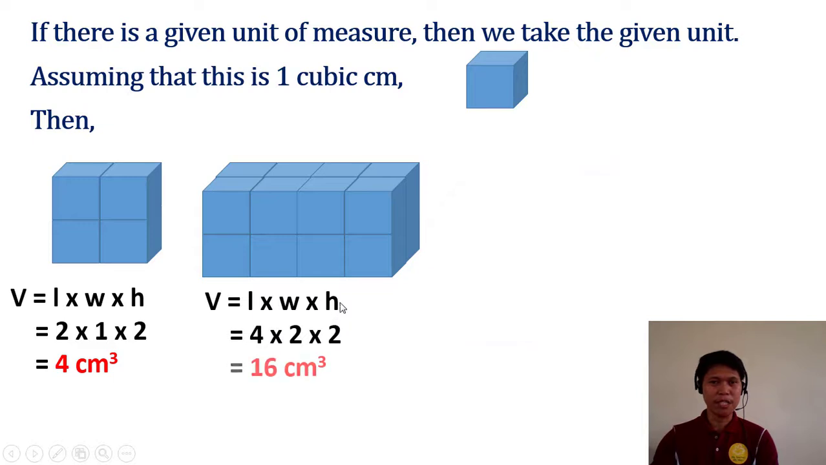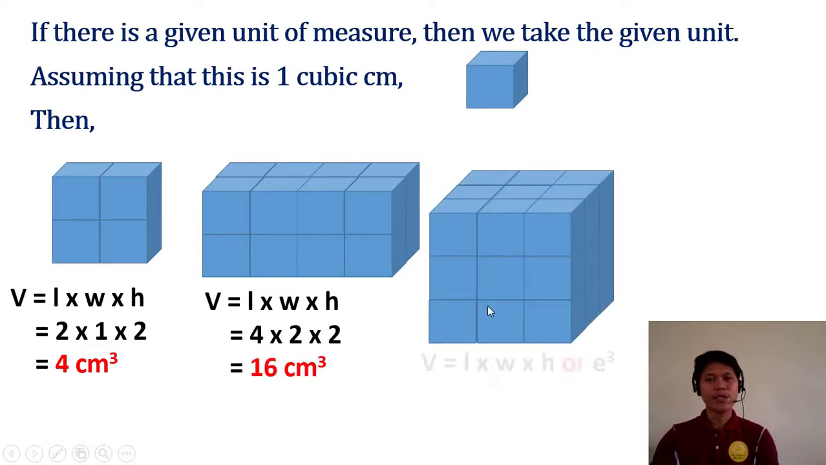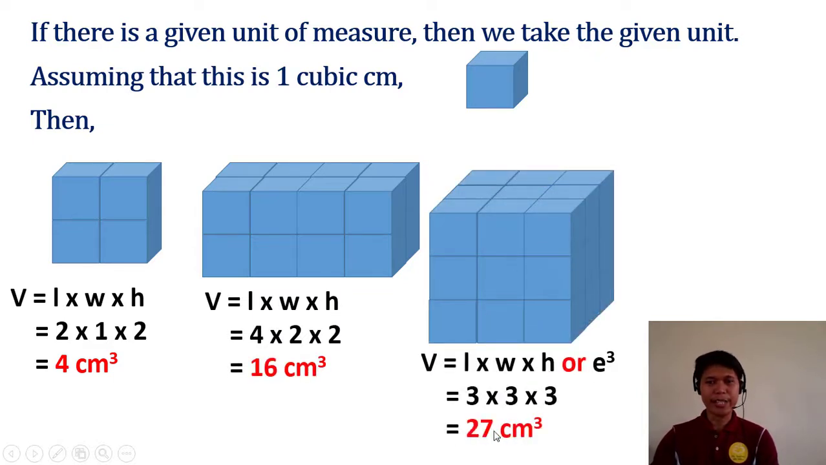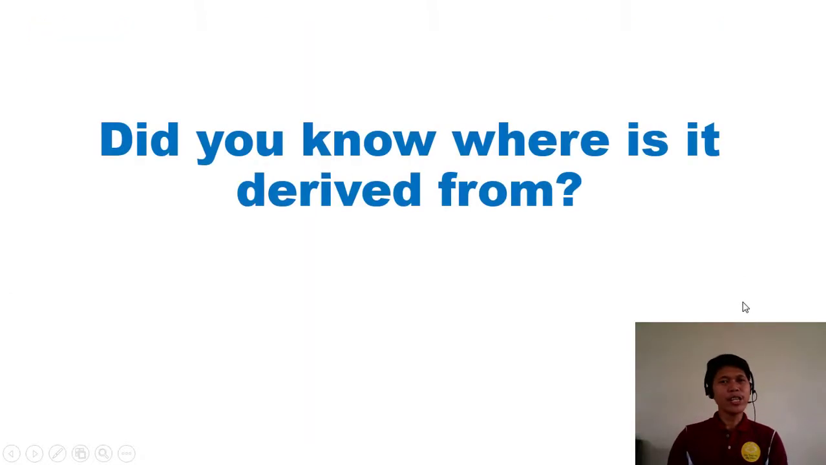This is 16 cubic centimeters, and so on. So it is 27 cubic units, cubic centimeters rather. Okay, so now the question is, do you know where the formula is derived from? That will be the topic that I will be discussing with you today.